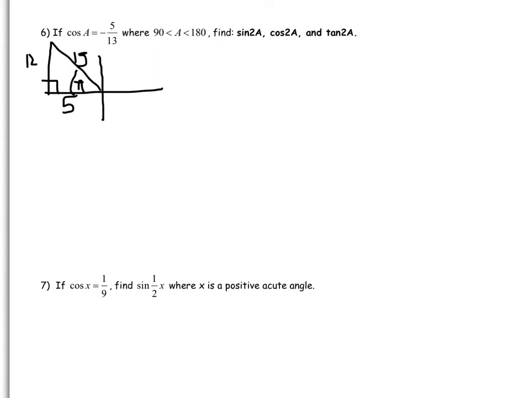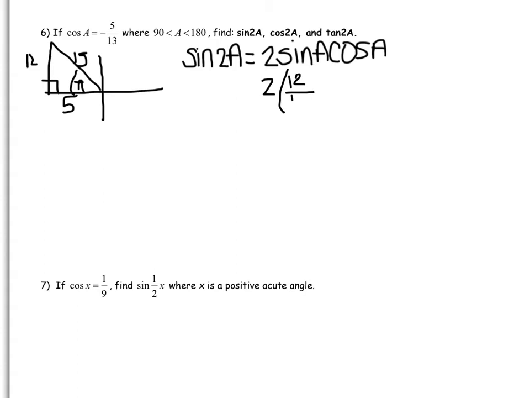Okay, so now we want to find sine 2A, cos 2A, and tan 2A. So let's write down the formulas for all. So sine 2A equals 2 sine A cos A. So we know what sine of A is. Sine of A is opposite, which is 12, over hypotenuse, which is 13. So we can go ahead and put that in. That would be 2 times 12 over 13. And cosine of A would be adjacent, which is 5, over hypotenuse, which is 13.